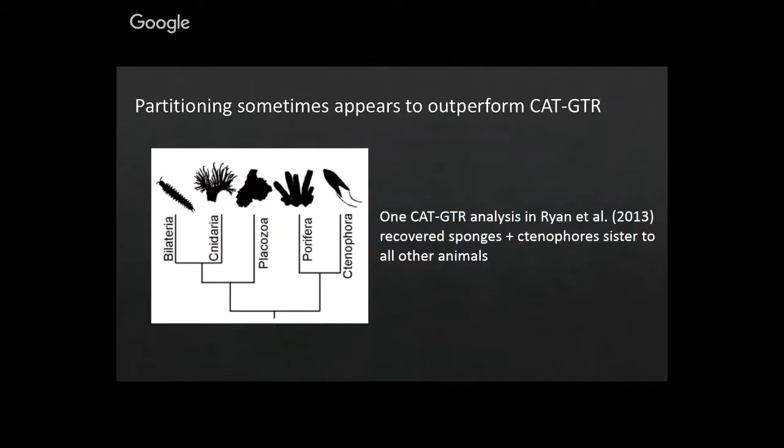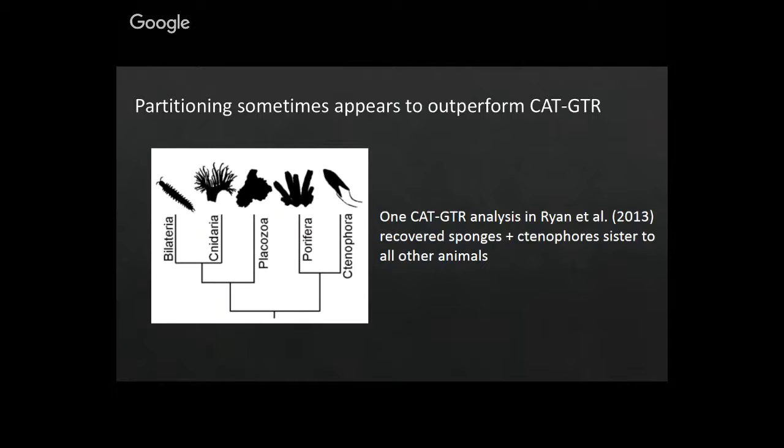So in the Mnemiopsis ctenophore genome paper, a really nice paper by Ryan and others that came out in 2013, in one of their analyses with CAT-GTR, they recovered sponges and ctenophores sister to each other, and then that clade as a sister group to all other animals. This is a relationship that hasn't been recovered in subsequent analyses with much greater taxon sampling.